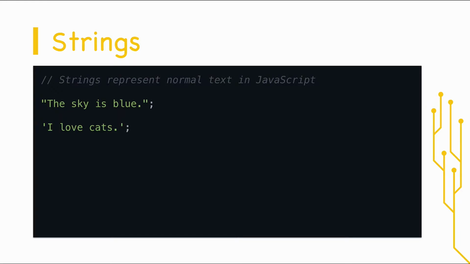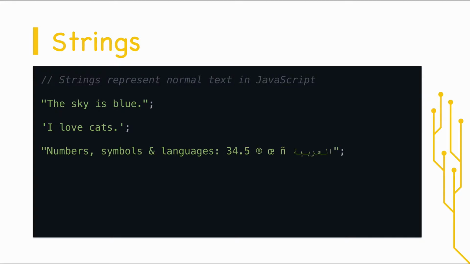So in the second example, we have another sentence, "I love cats." But in this case, at the beginning and end of this sentence, we don't have double quotes. We have put a single quote instead. And this is also a perfectly valid string in JavaScript. In JavaScript, you can use either double quotes or single quotes to create a string. There's not much difference between the two. So it ultimately comes down to personal preference. Some developers prefer using double quotes and some prefer using single quotes. However, in your code, you should just choose one and stick with it to avoid confusion.